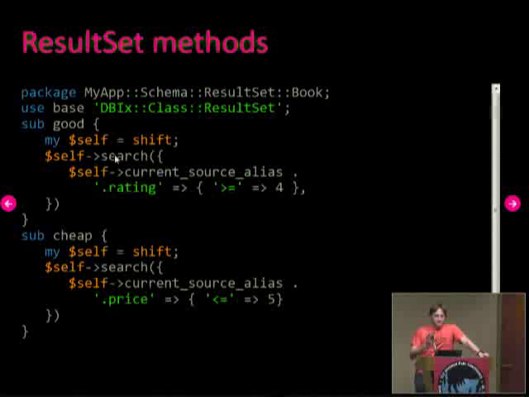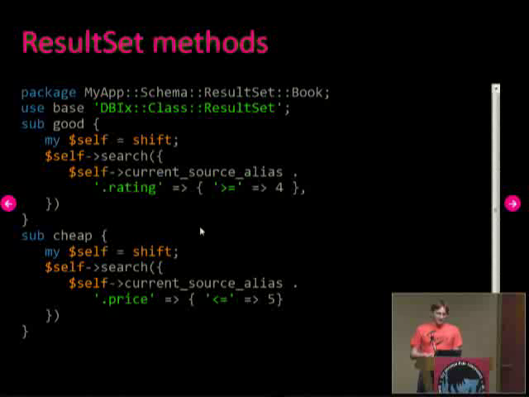Okay, ResultSet methods. I think ResultSet methods and ResultSet chaining, which I'll get to in a second, are the single most important part of DBIx class. So if you take nothing away from this talk, please at least remember to Google this or something. So here we've got a result set of books, and we're saying I want to make a method called good and a method called cheap. The method called good says that we have a rating of greater than or equal to 4, and cheap says we have a price of less than or equal to 5.